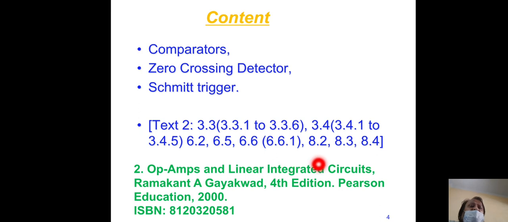Pearson is the publisher, and the edition is 2000. It is available in our library also, in the departmental library. You can utilize this book for module 4 and module 5, for operational amplifiers and linear integrated circuits.